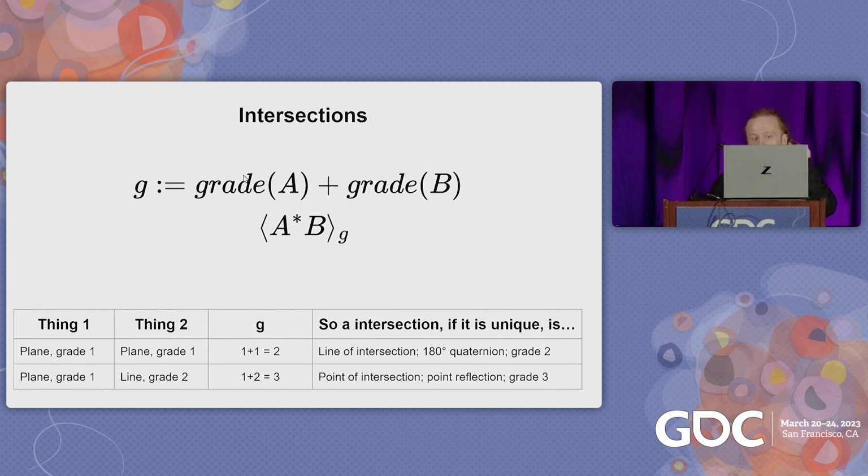Intersection: if you've got the grade of A and the grade of B, so let's say a line is grade 2, because you can make it with 2 planar reflections, and a plane is grade 1, because that's 1 planar reflection. So the grades of a line and a plane add up to 2 plus 1 equals 3. If you take the composition of A and B, and then take the grade G part of that, where G is 3, so the grade 3 part of A composed with B, well, that's our point. So the intersection of a plane and a line is a point. The intersection of a plane and a plane is a line.